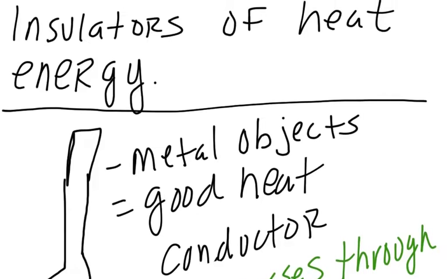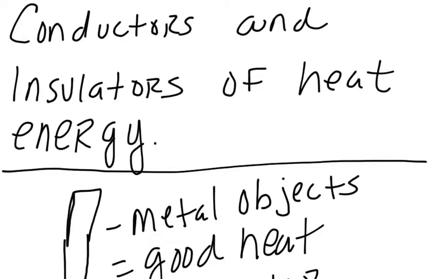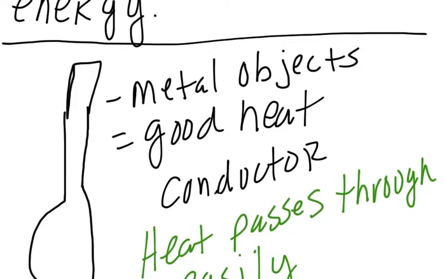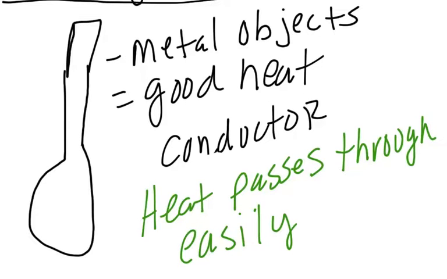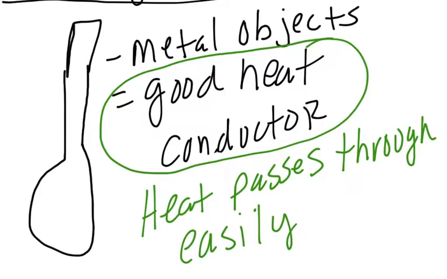And now the last thing that we're going to look at is conductors and insulators of heat energy. Now, objects that are metal are good heat conductors. Why? Because heat passes through them really easily. Just like if you grab a metal pan on a hot stove, you're going to feel that heat right away.